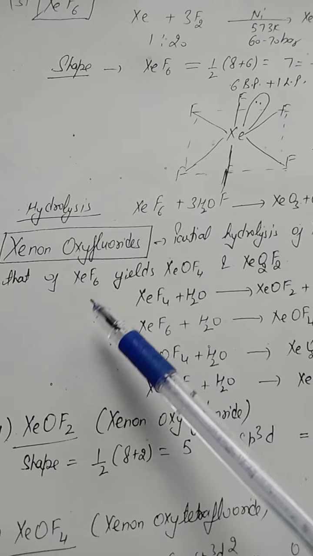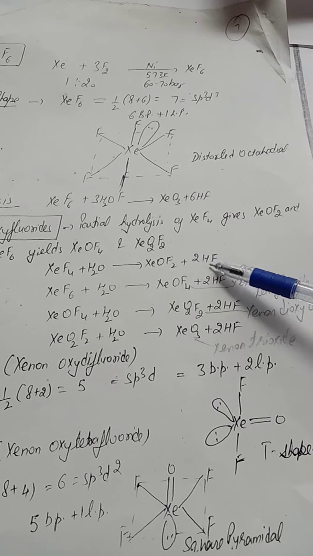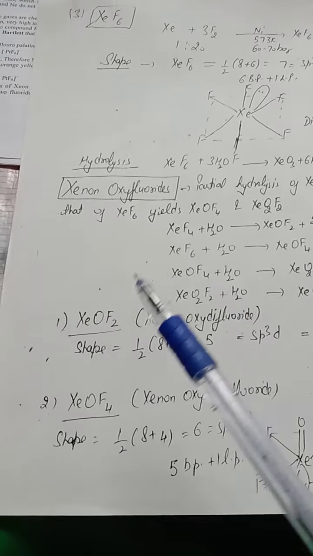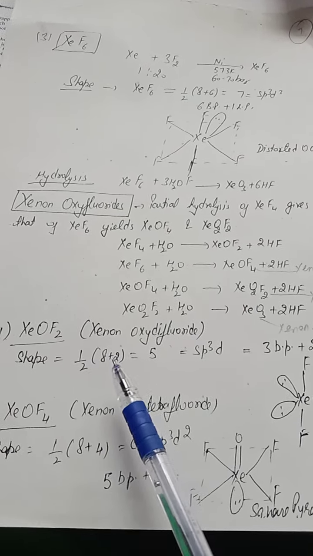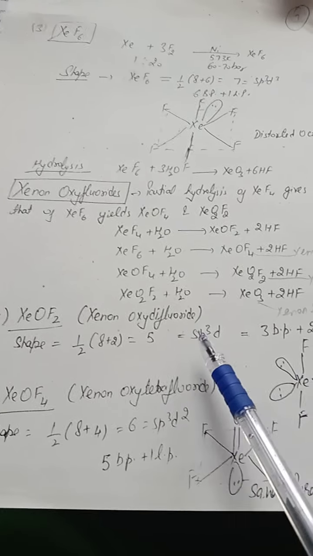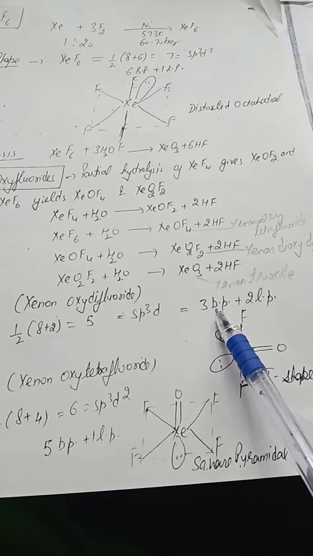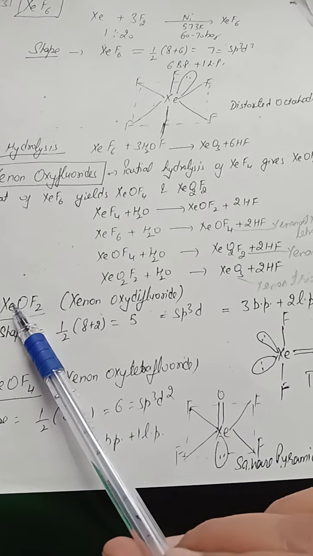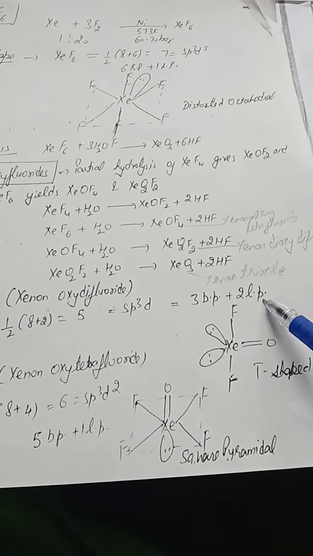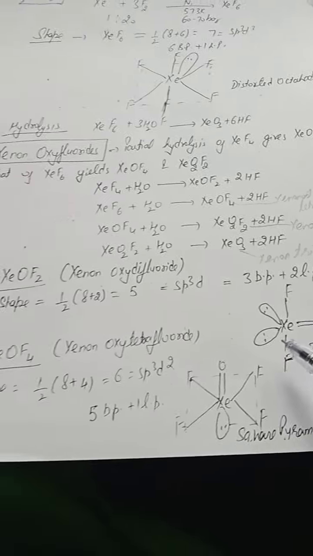Now these xenon oxyfluorides, partial hydrolysis will give us these oxyfluorides. And this is the geometry of xenon oxydifluoride. It has 5 sigma bonds. Hybridization is sp3d with 3 bond pairs, because its formula is XeOF2. So 3 are the bond pairs with 2 lone pairs. So it will give us T-shape geometry.